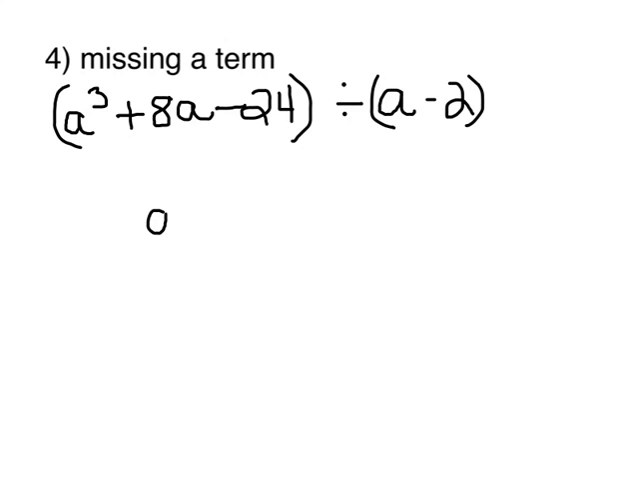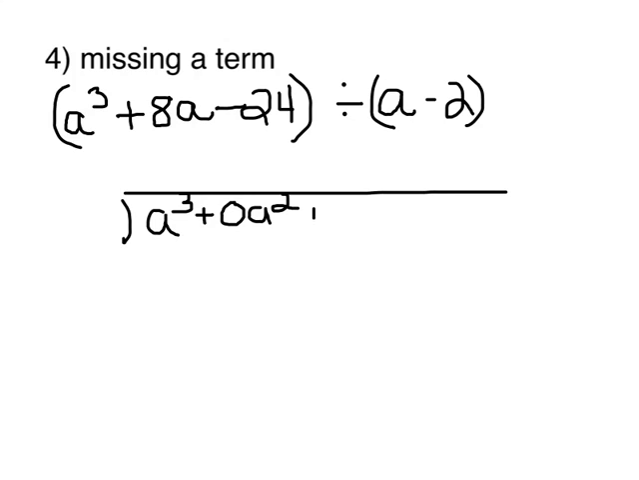So when we set up our long division, we'll have a to the third, but we need to hold the spot for the a to the second power. So we're going to put plus 0a squared plus 8a minus 24. That's just going to help us out as we're doing our problem out, so that when we divide, we are lining everything up correctly. So we'll have a to the third power plus 0a to the second plus 8a minus 24 divided by a minus 2.